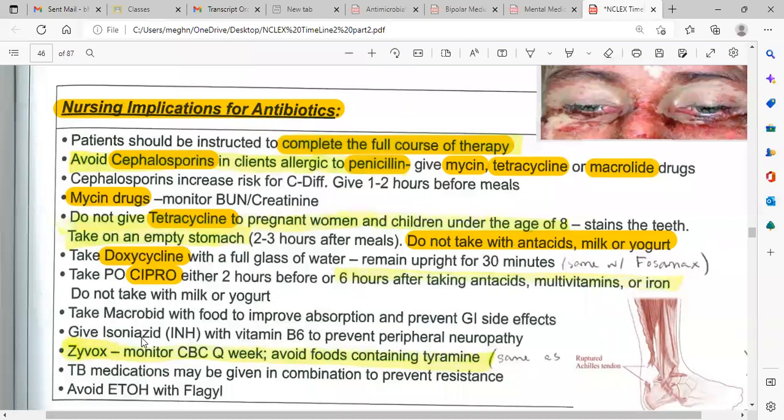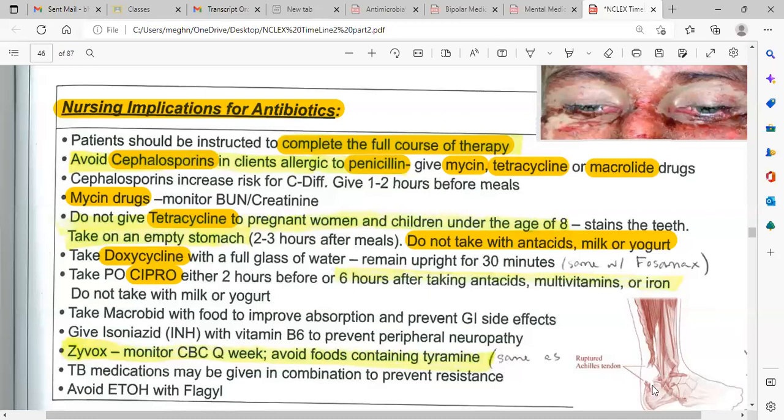Anti-TB drugs like isoniazid. Give isoniazid with vitamin B6 to prevent peripheral neuropathy. So if any patient needs it, monitor complete blood count and avoid food containing tyramine. TB medications or anti-tubercular medications may be given in combination to prevent resistance. Also, avoid ethyl alcohol with metronidazole or Flagyl.